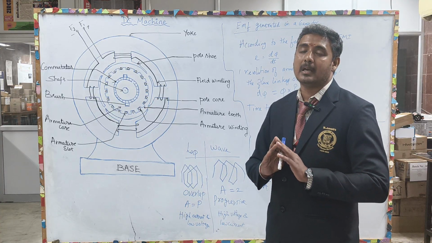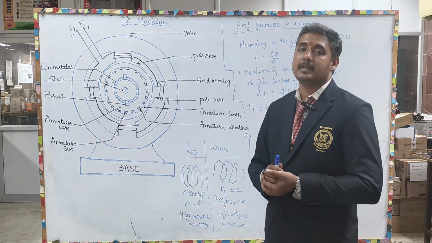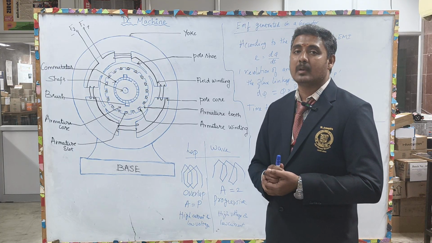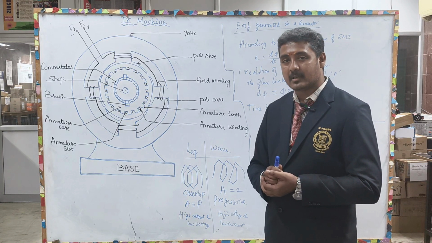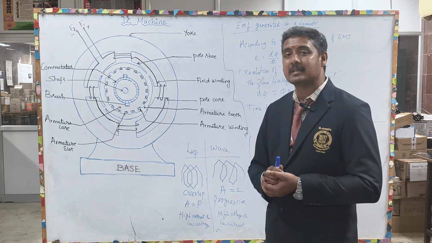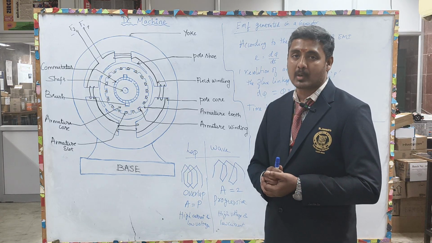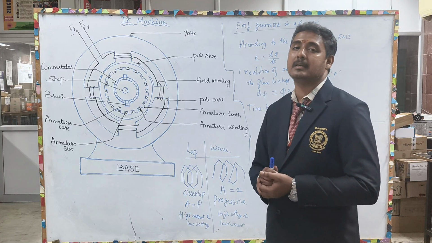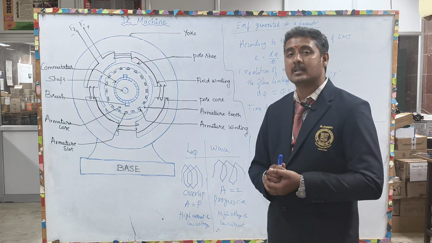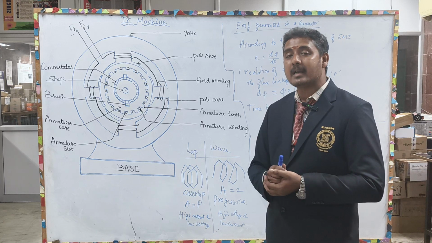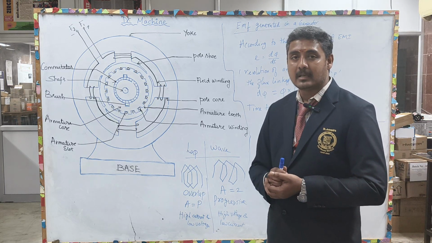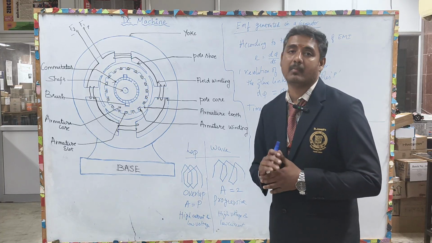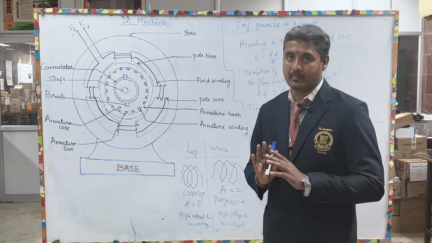This is the overall idea of the construction of the DC machine, the different parts of the DC machine, how the DC machine can act as a generator and a motor, the different types of windings present in the DC machine, the generated EMF of a generator, and the back EMF of a motor. That is what we have discussed till now.